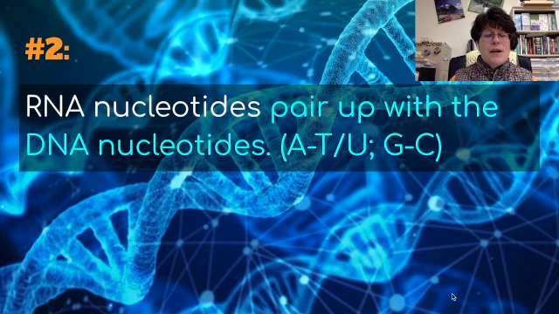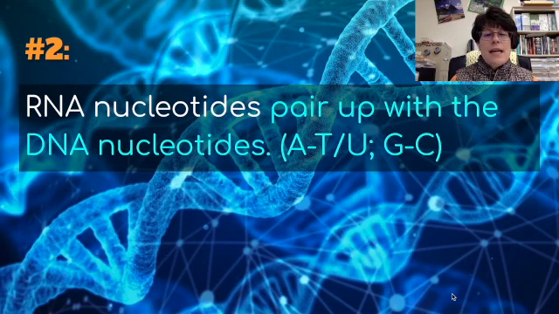Step two is that the RNA nucleotides pair up with the DNA nucleotides. So just like with replication, the A's match up with the T's, and the G's with the C's, except for there is a little bit of a twist. In RNA, there's no T, okay? Instead, there is a U for uracil.